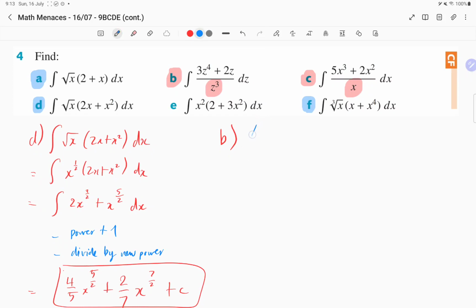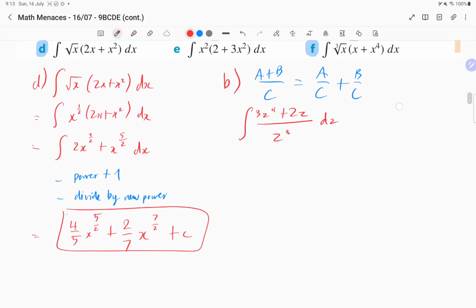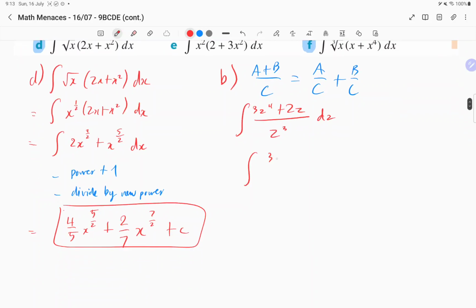The idea is that if you have, let's say, (a plus b) over c, then you can split that into a over c plus b over c. Any question? No? So that's the general idea, and now to apply that to question B: (3z to the power 4 plus 2z) over z cubed dz. I'll break that up: 3z to the power 4 over z cubed plus 2z over z cubed dz.